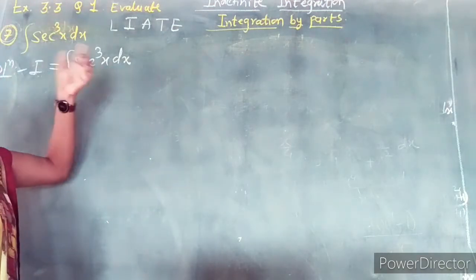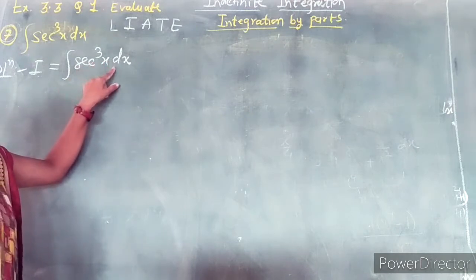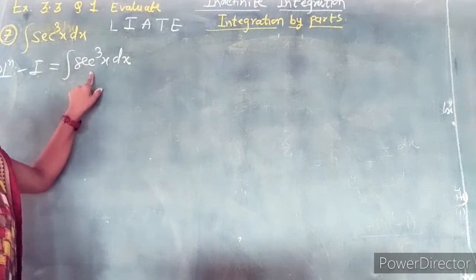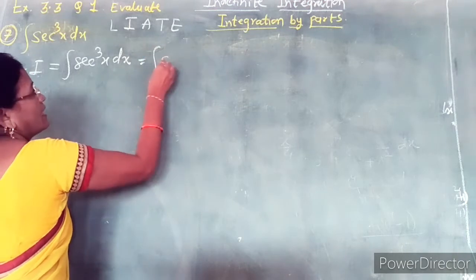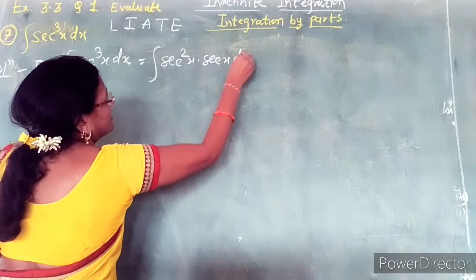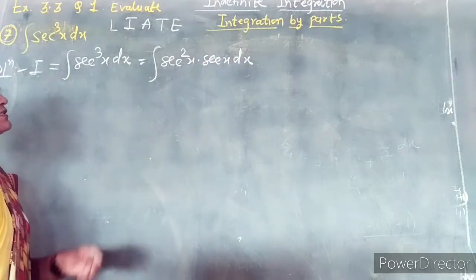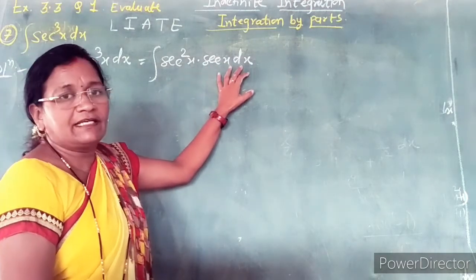But that gives the corresponding function multiplied by this function, but we cannot find some relation of derivative or integration from sec cube x. For this case, we can break this sec cube x as sec square x into sec x into dx.